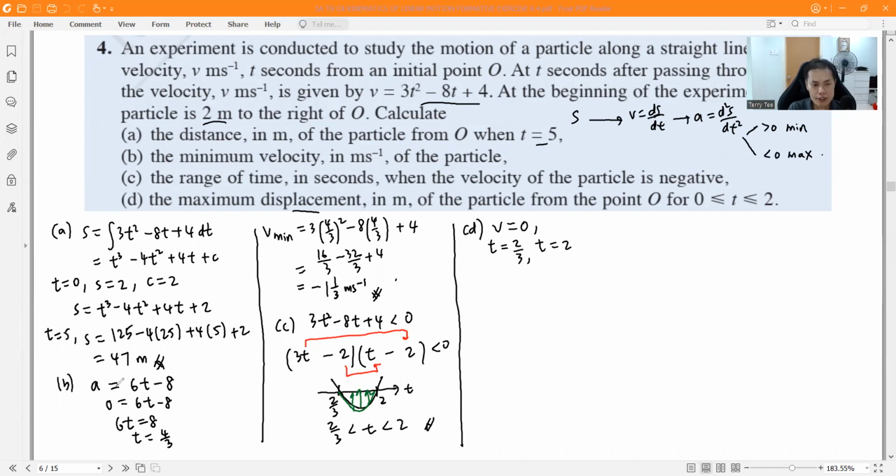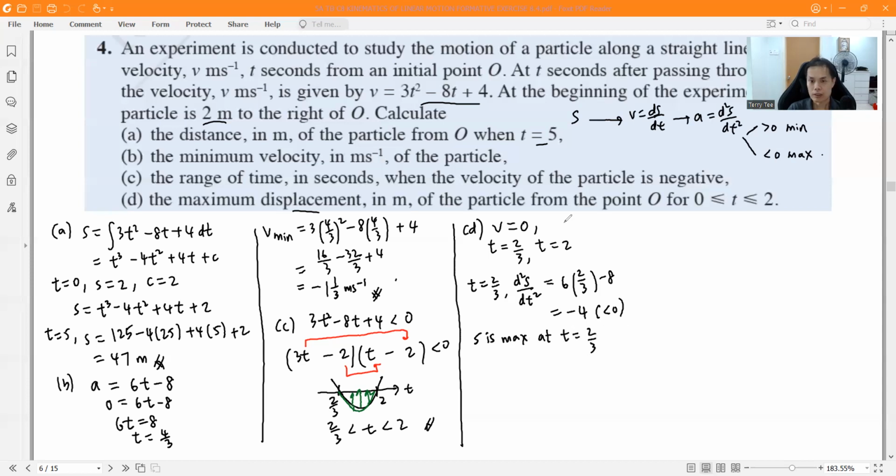Now, we already have our a, or d2s/dt squared, right? So maybe I would just take when t equals 2/3, my d2s/dt squared, or my a. In this case, let's put 2/3 inside, 6 times 2/3 minus 8. This cancels to 4, is -4. So that will give us a maximum displacement. So we say S is max at t equals 2/3.